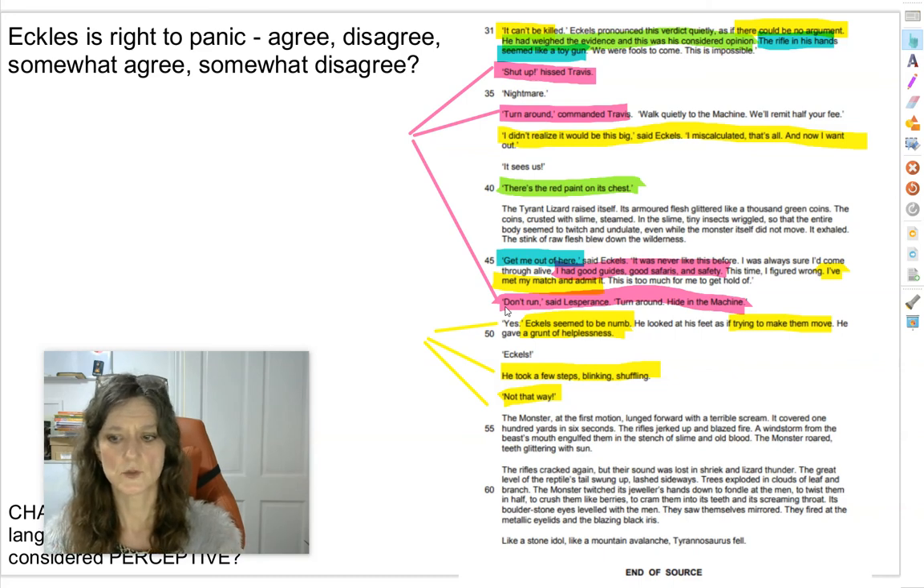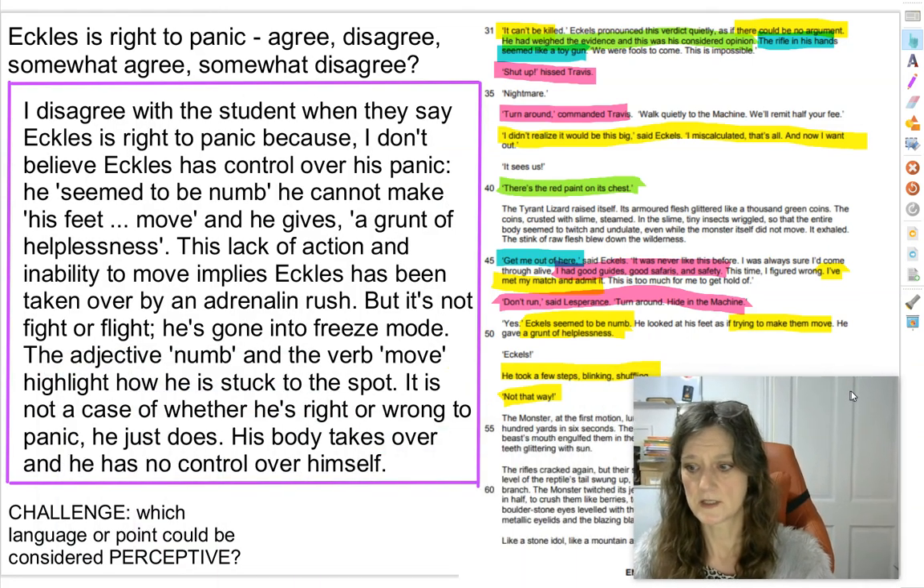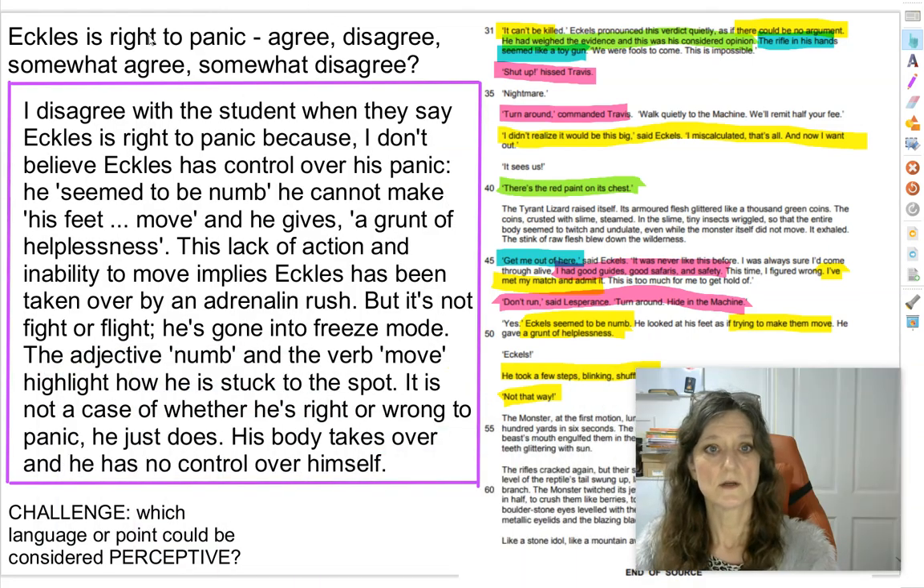It's totally up to you. However, I have done a model paragraph for you, and I kind of worked on this with my class earlier as well. So see what you think of this paragraph that we did. I disagree with the student when they say Eccles is right to panic, because I don't believe Eccles has control over his panic. Okay, so there's your statement.